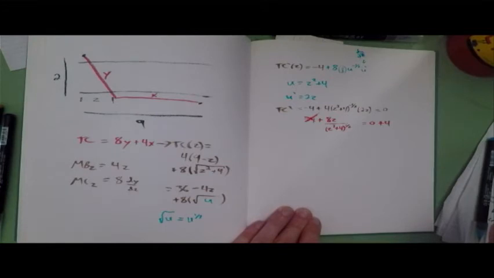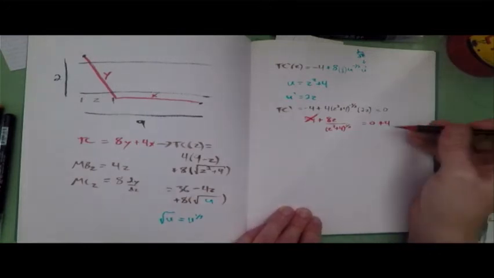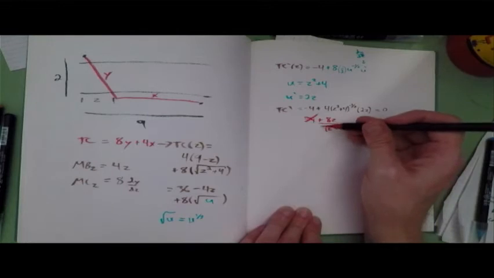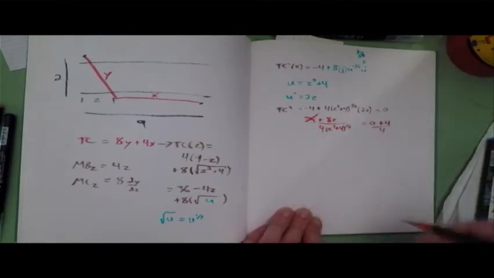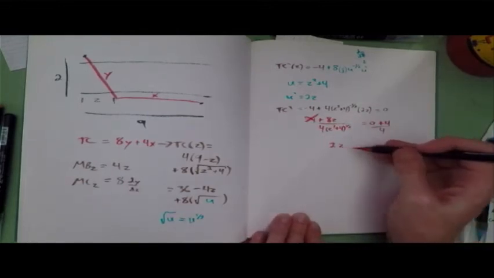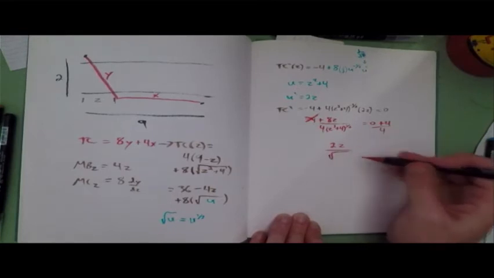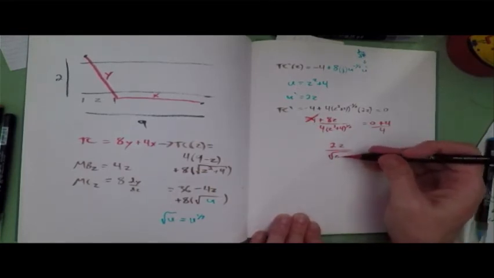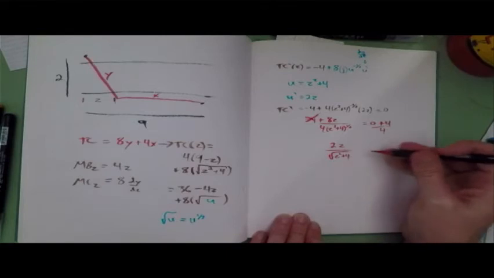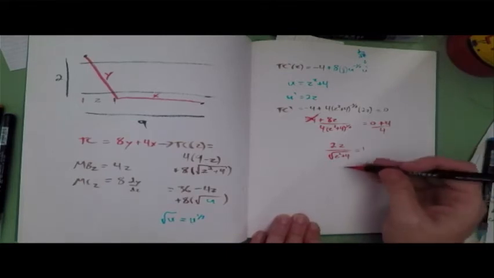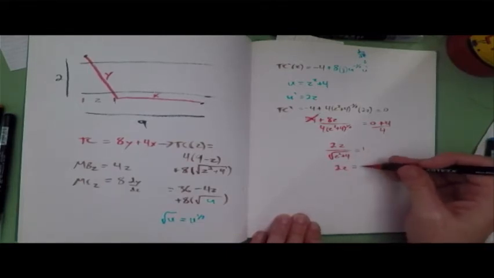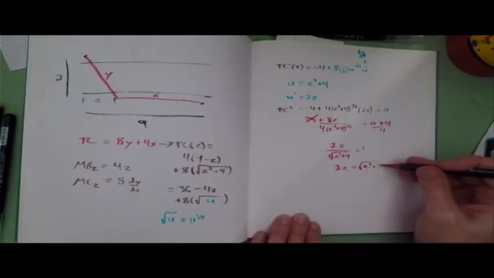Let's see, or we could divide by 4 and we can say 1 equals some stuff. Let's give it a shot. If I divide by 4, I'm left with 1, and this is going to put a 4 down here. So now I'm going to have 2z over the square root of z squared plus 4 equals 1. 2z equals the square root of z squared plus 4.